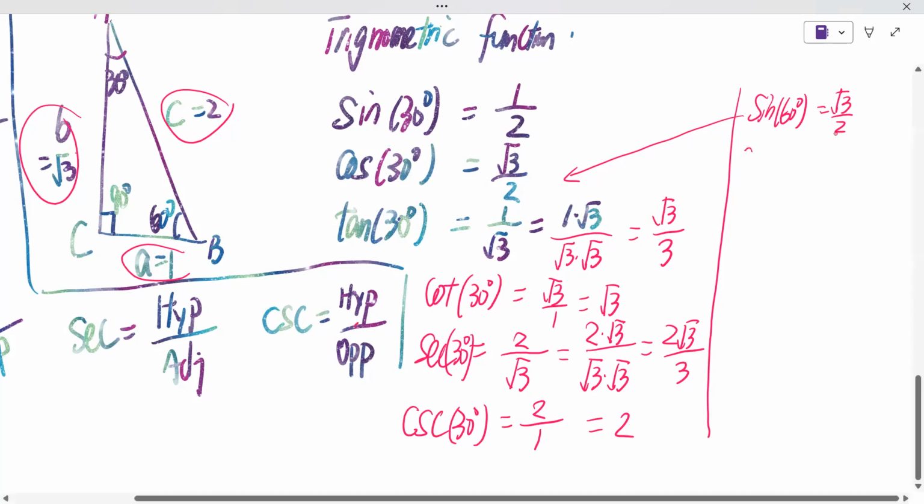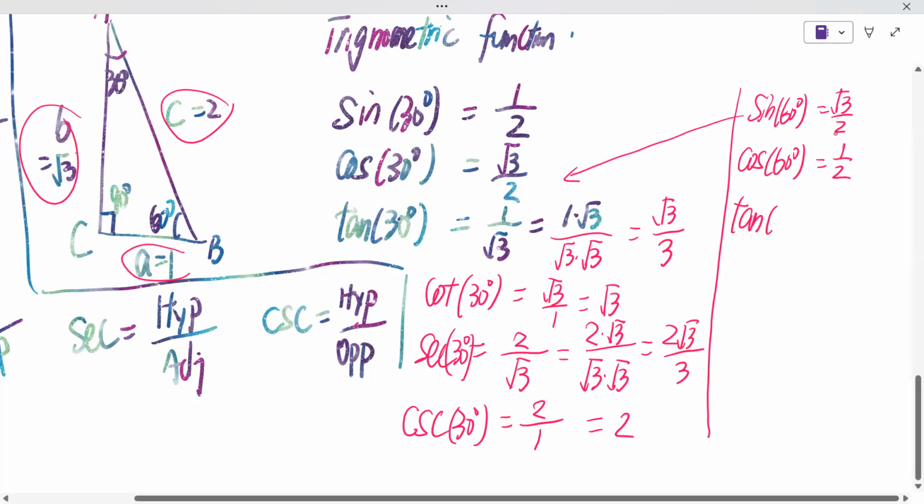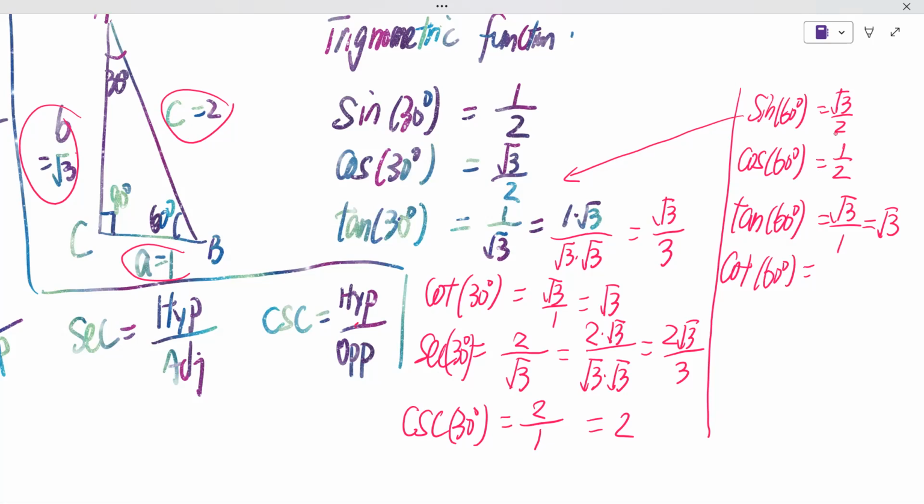And then also cosine 60 degrees. Cosine is adjacent over hypotenuse, so it will be 1 over 2: adjacent 1 unit over hypotenuse 2 units. And then tangent 60 degrees will be the opposite, radical 3, over adjacent 1, so radical 3. And then cotangent 60 degrees is adjacent over opposite, so 1 over radical 3.